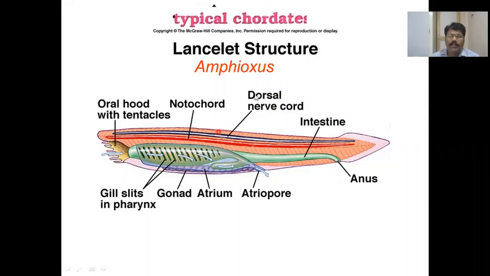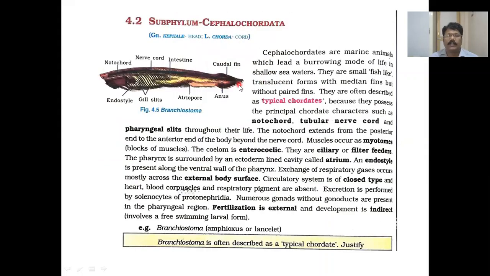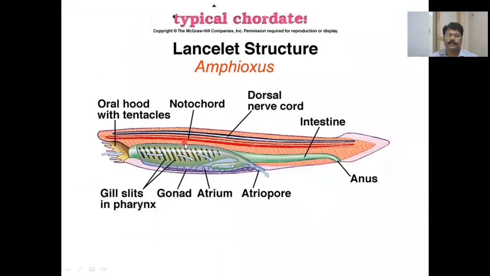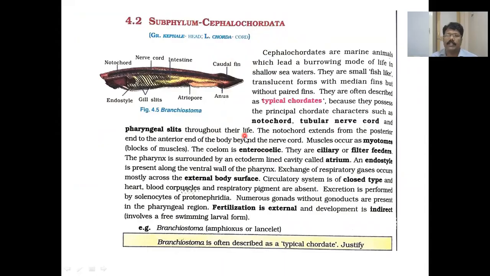The most important genus is Amphioxus, also known as lancelet. Amphi means both sides, oxus means pointed. That means both ends are pointed, and hence it is known as Amphioxus, or also known as Branchiostoma, also known as the lancelet. That means it's like an arrow-like structure. So Branchiostoma or the Amphioxus is the representing form of the cephalochordates. And these are marine.